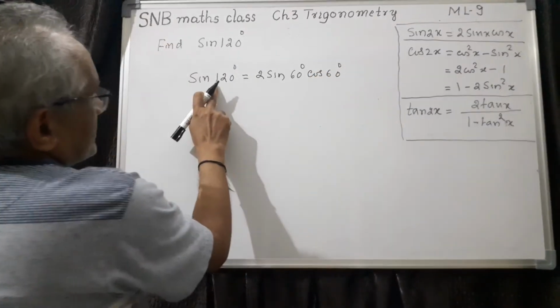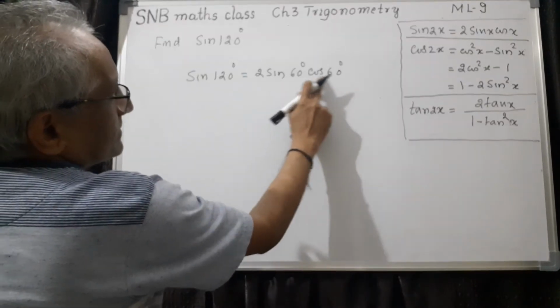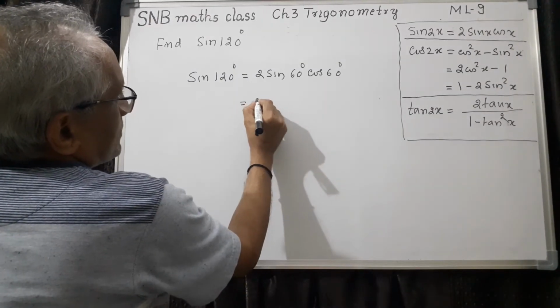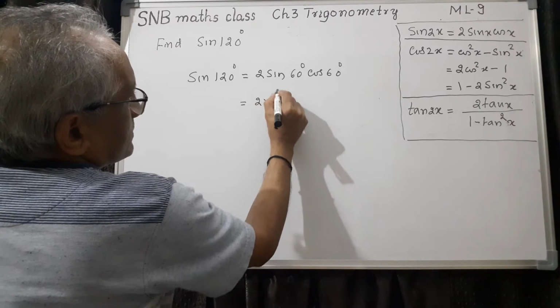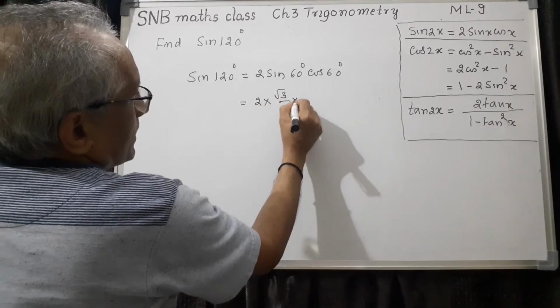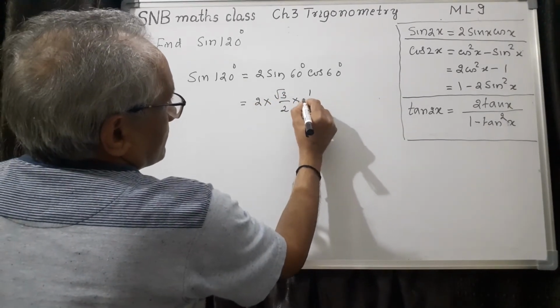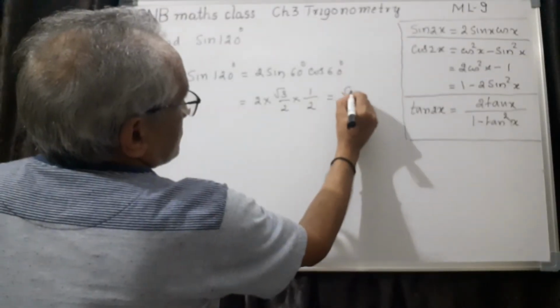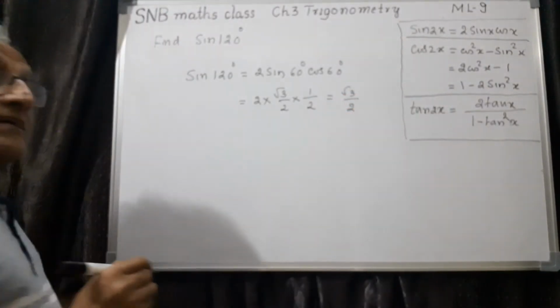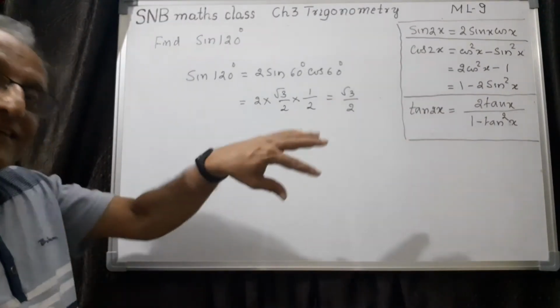So you have to understand, this is 2x, so this is x, this is x. Now we apply 2 sin 60 cos 60. Sin 60 is root 3 by 2 and cos 60 is 1 by 2. So it is root 3 by 2. Now we can check whether it is correct or not by another alternate method.